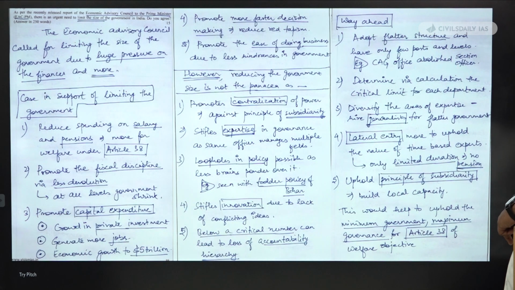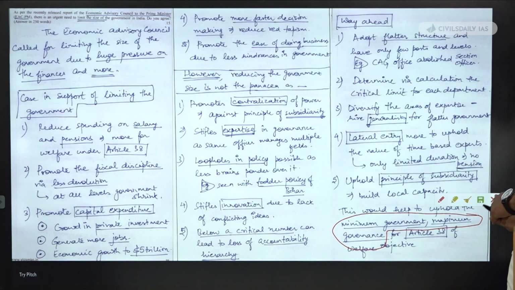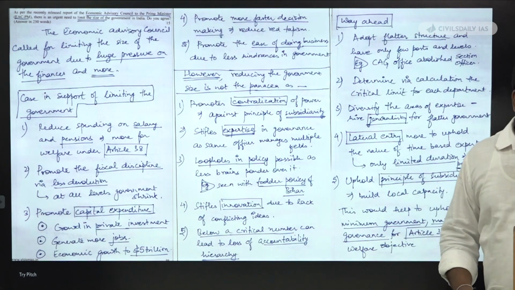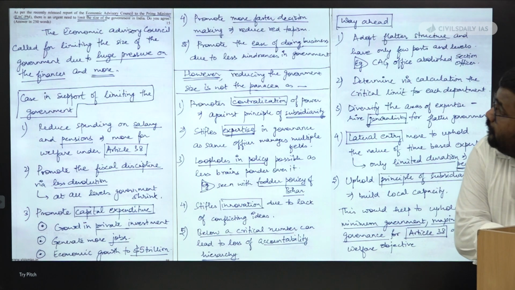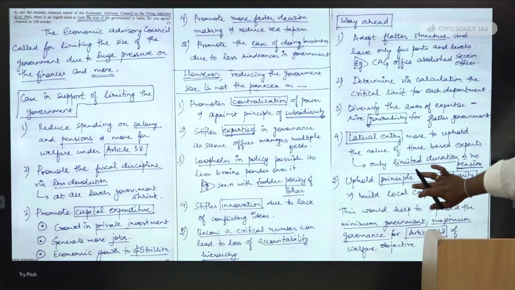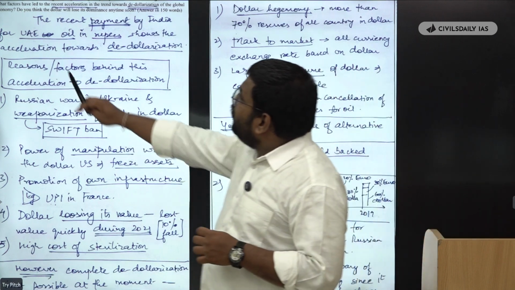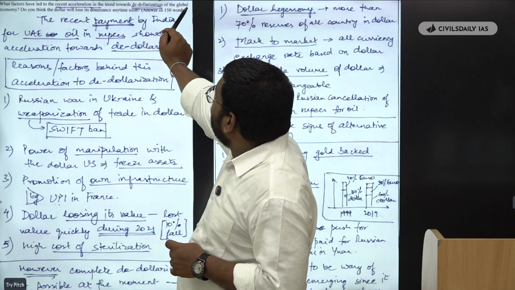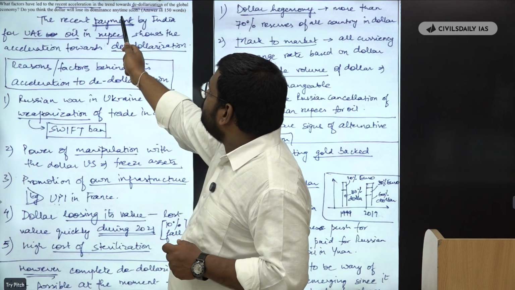Similarly, Aditya Srivastav, he has also given the way forward and he has also talked about minimum government, maximum governance. So effectively, he has also given the same opinion of rationalizing the size of the government. Okay, so generally in the conclusion, you try to give your opinion. Here also, if you see: what factors have led to the recent acceleration in the trend towards de-dollarization, do you think the dollar will lose its dominance?